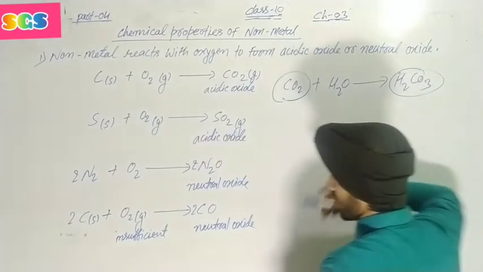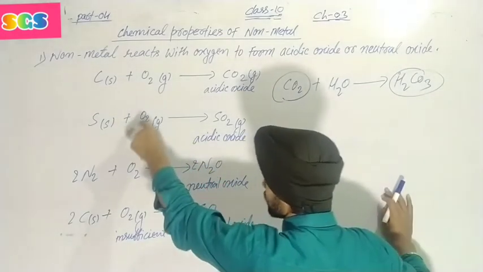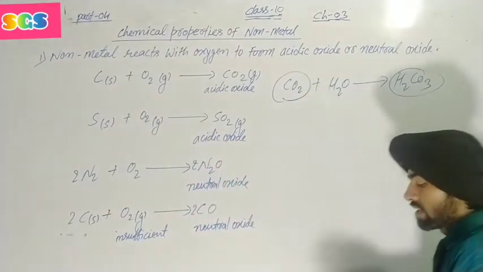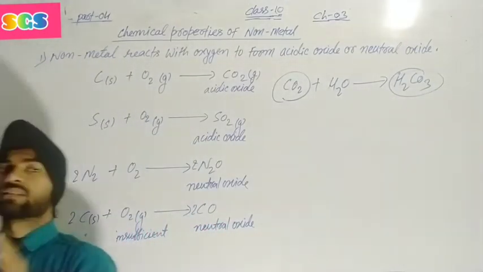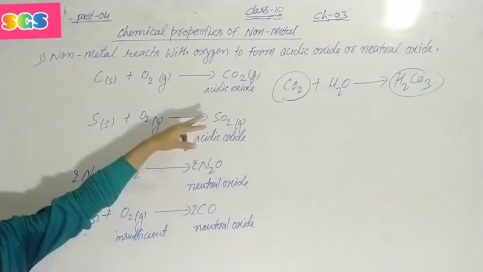Sulfur plus oxygen, means when sulfur combines with oxygen, it forms what? Sulfur dioxide. What happens when sulfur combines with oxygen? So when sulfur combines with oxygen, it will form what?